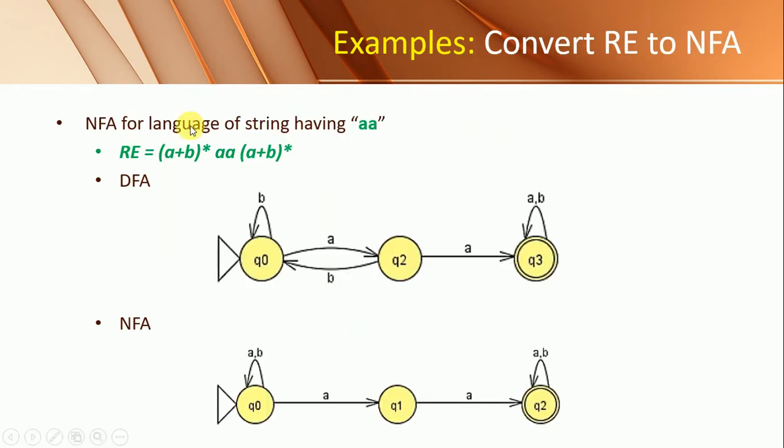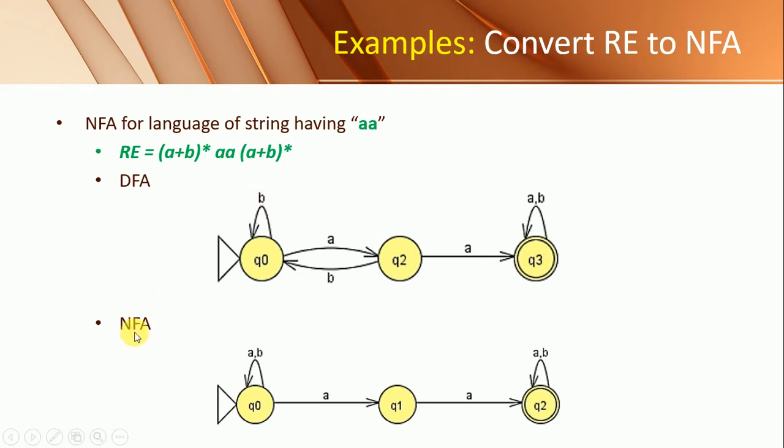This is the first example of NFA: a language containing a string having double a, with any combination of a plus b at the beginning and at the end. The DFA is a little bit like this: from a it goes to Q2, from b it goes to Q0 again, and from a it goes to Q3. A loop is on b.